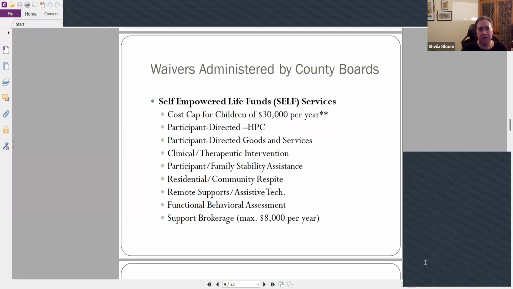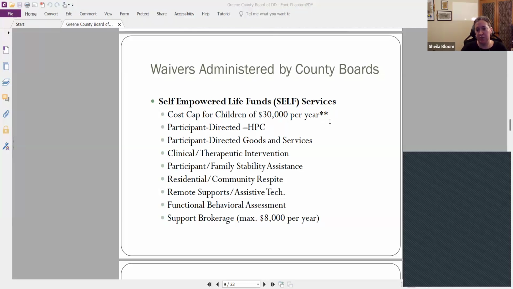Self-waiver. That cost cap didn't get updated. Ignore that 30,000; that's what it used to be for children. Self-waiver has a whole bunch of different services underneath it that are not available under the level 1 and the IO waiver. Some of these unique services are participant-directed HPC, which basically means that it looks exactly like HPC under the other waivers. However, with this option, individuals and family members have a little bit more flexibility on how much they would like to pay their caregivers.